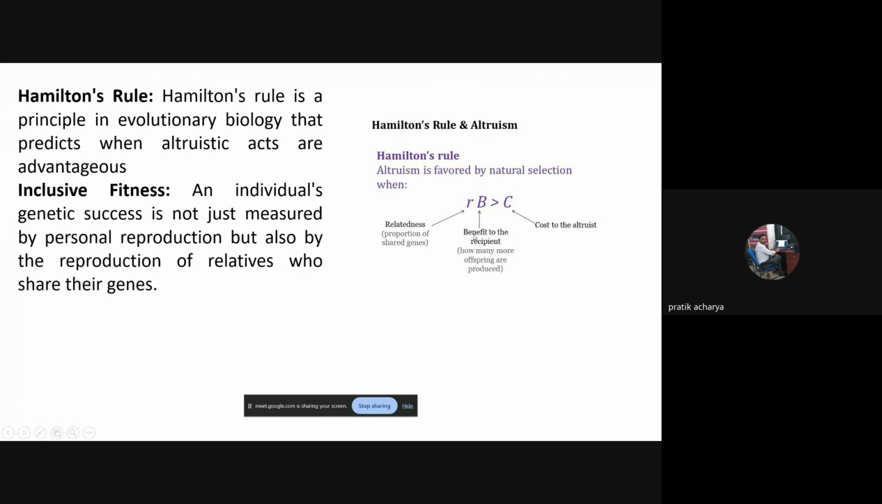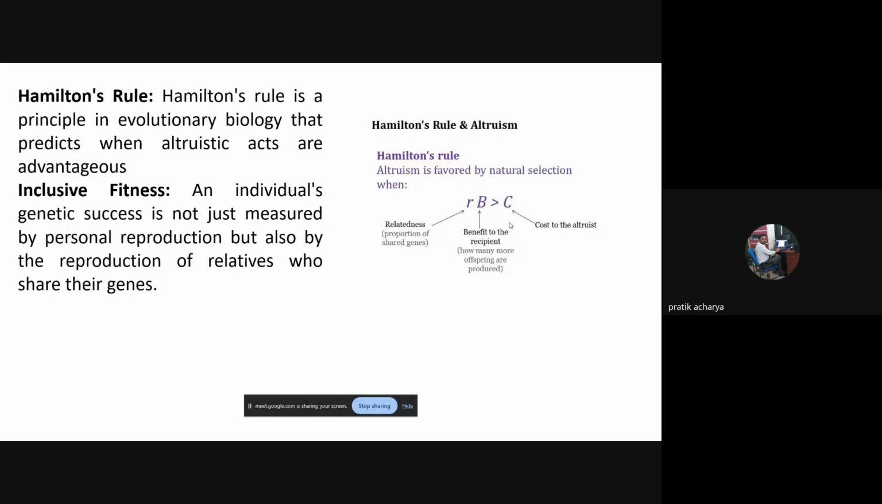Always the relatedness and the benefit to the recipient. That means if an organism is trying to help relatives, for their benefit, that benefit is always greater than the cost of altruism, the cost to its own life. The one who is helping doesn't care about his life; the help is always greater than the cost of its life. So this is all about Hamilton's rule, which explains how altruistic organisms behave.